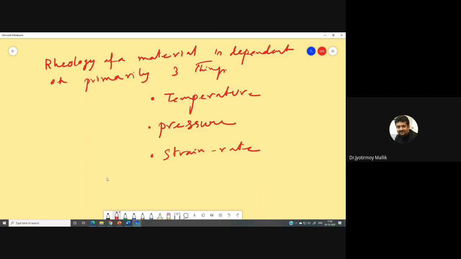Also, there is a huge effect of pressure on a material's rheology. Pressure means confining pressure. Okay, confining pressure. Whether confining pressure is high or low, that determines the fate of the material while we subject it to external stresses. And of course, strain rate. Strain rate means whether your deformation process is faster or slower. Okay, that would essentially guide what sort of rheology would be there for that particular material when we are subjecting it to stress.